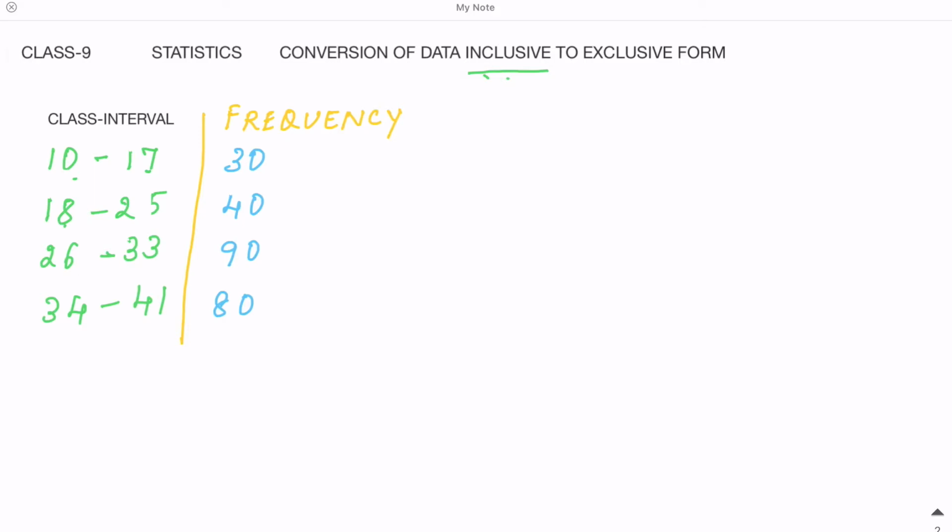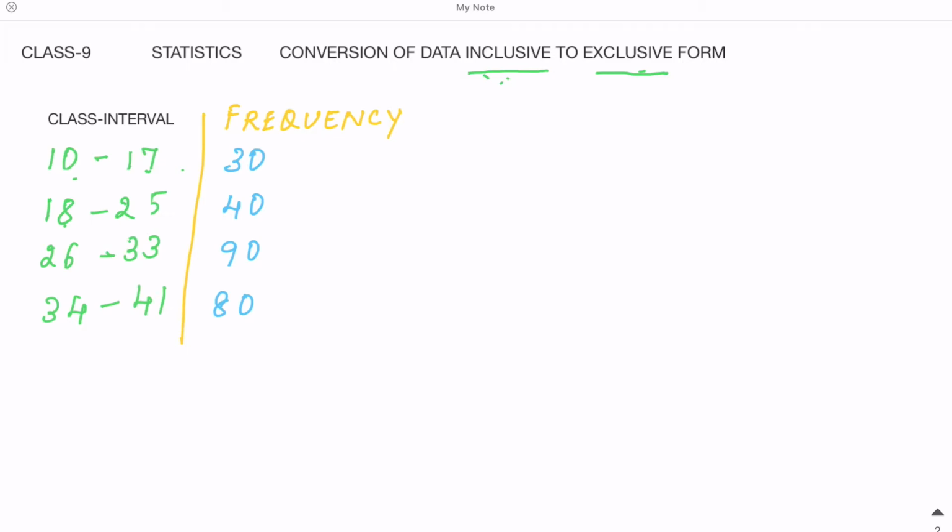We have to change it into exclusive. Exclusive form means continuous data, where there is no gap between the upper limit and the lower limit of the next class. Suppose one class ends with 17, the second one starts with 17 also. So what do we do when we have to change it? Because when we draw a histogram or frequency polygon, we first have to convert into exclusive form.